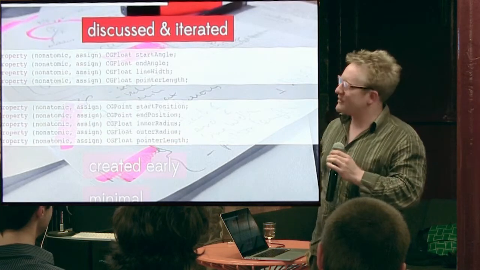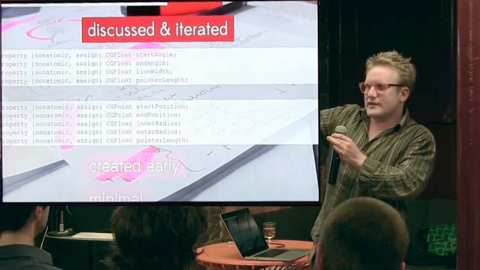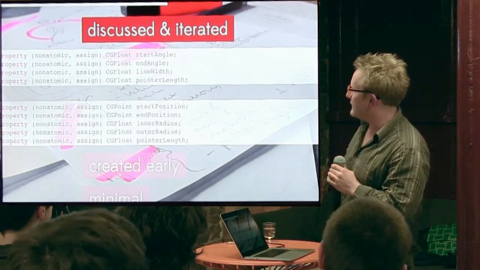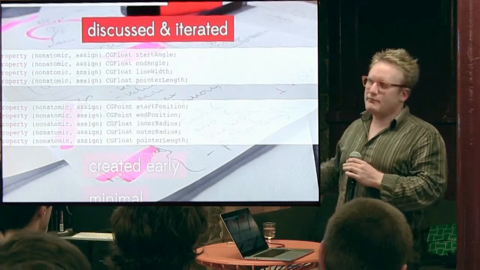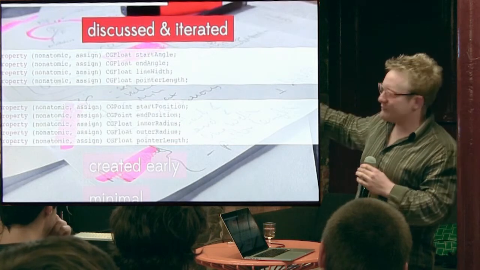But you could ask somebody else and they say, actually, I want to set a position for the start, a position for the end, an inner radius for the line, and then an outer radius, so we set the width, plus the pointer length. Now these are two perfectly valid, one's correct because I came up with it, but there are two perfectly valid approaches here.